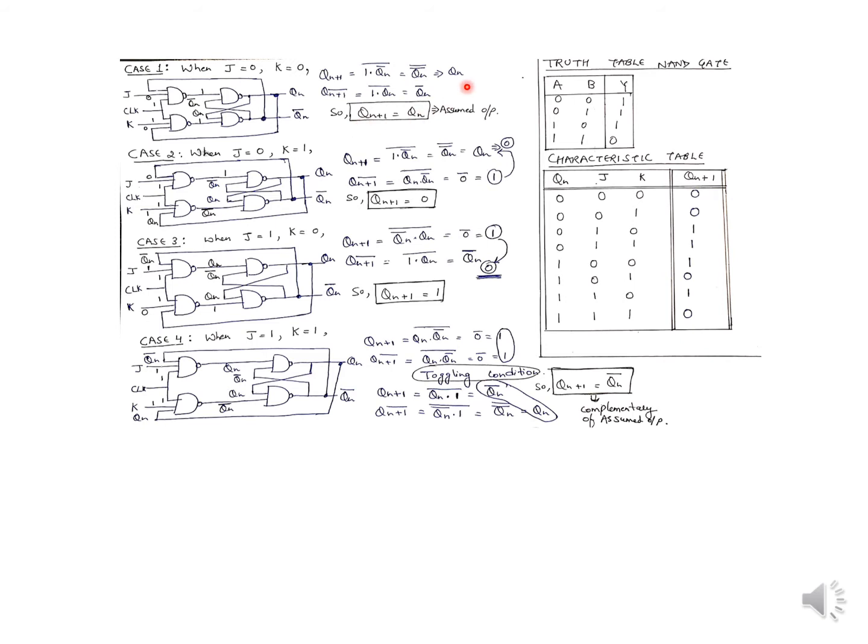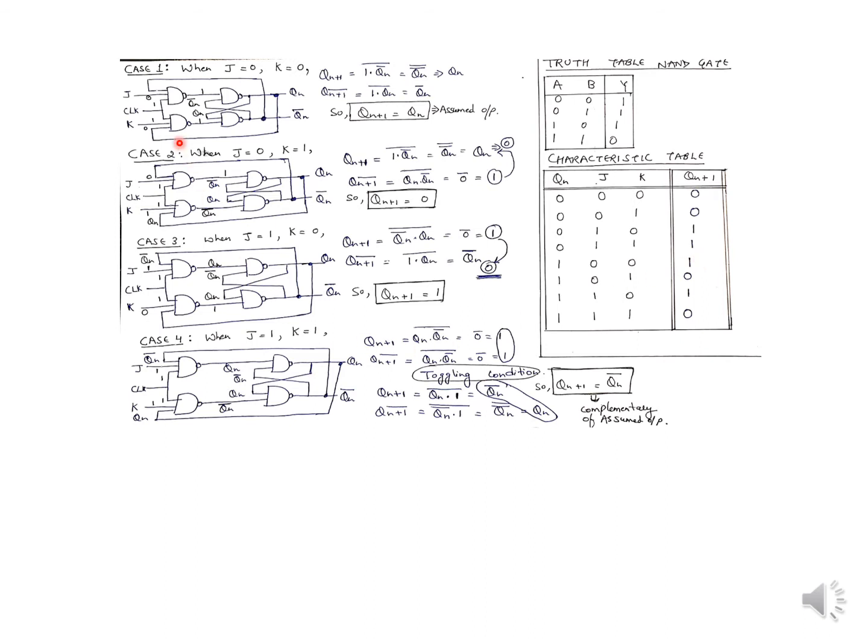Basically, what will be my next state? The next state will be the assumed output. Whatever we have assumed will be the output. So we can see in the characteristic table, we have assumed Qn equals 0, so our next state will be 0. And we have assumed Qn equals 1 here, so the next state will be 1.